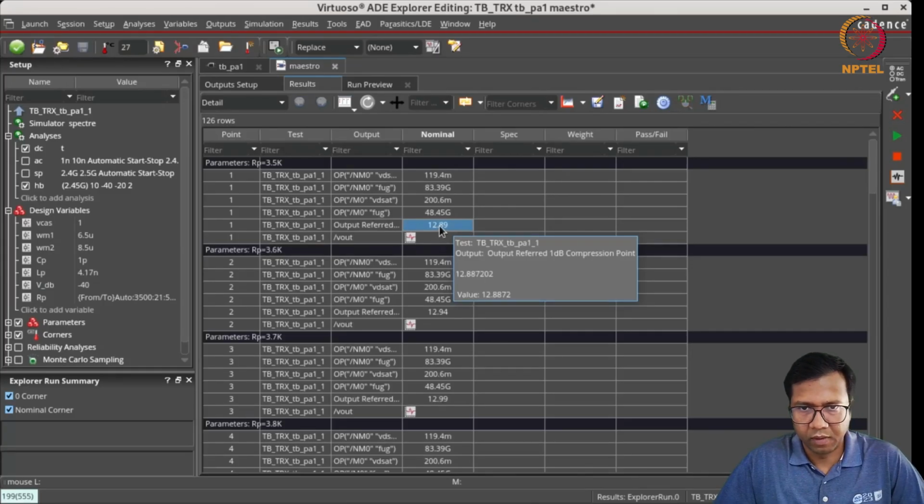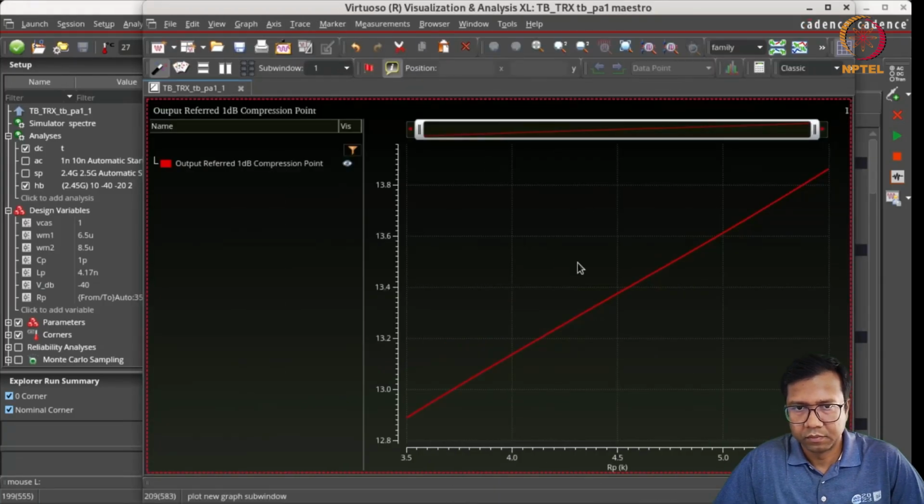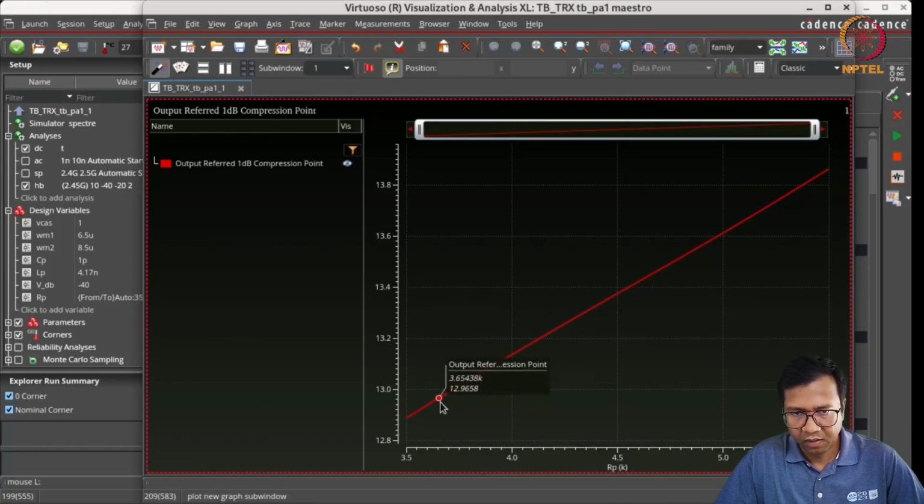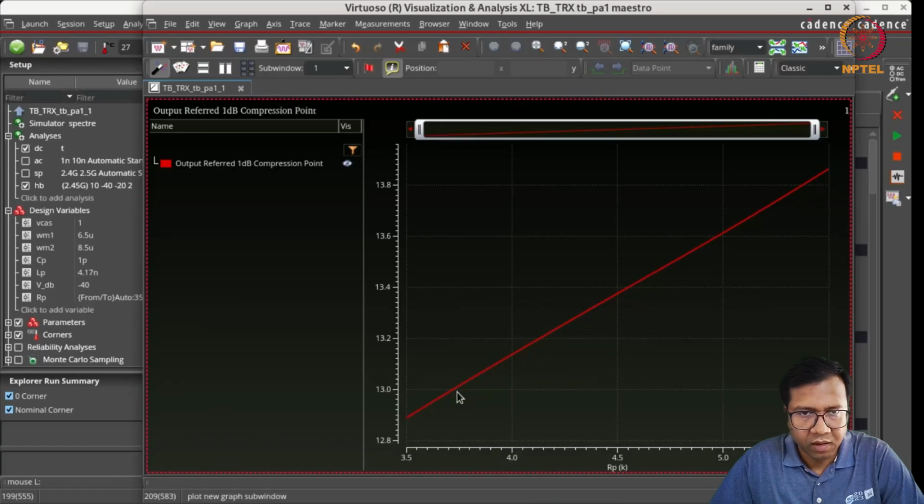Now we can plot the output referred P1dB point. So we can see that this point is continuously reducing as the RP is also reducing, which makes sense because at a lower RP the gain is going to reduce. So the gate of the input element is going to swing higher, which may add some nonlinearity. But at the same time, lower RP also gives a higher efficiency. So for our application, we need an output referred P1dB of around 13 dBm, which corresponds to a voltage amplitude of 1.4 volt. So we will choose an RP around 3.7K.